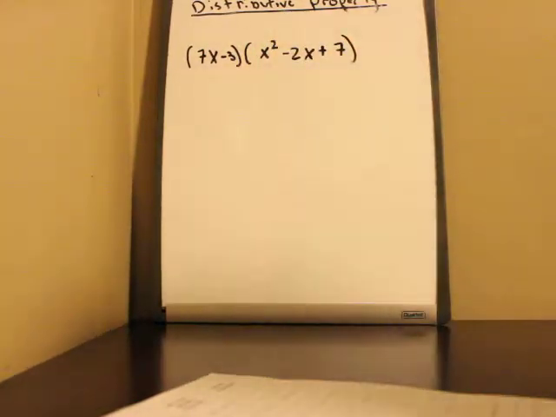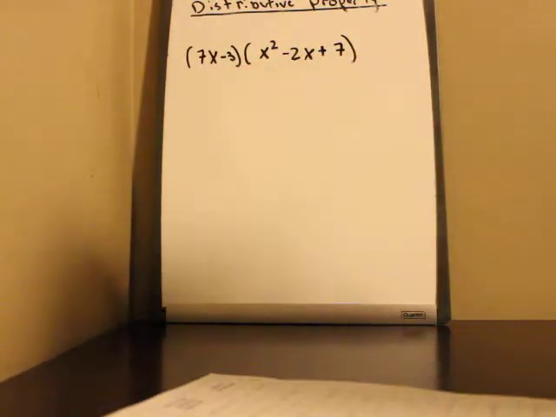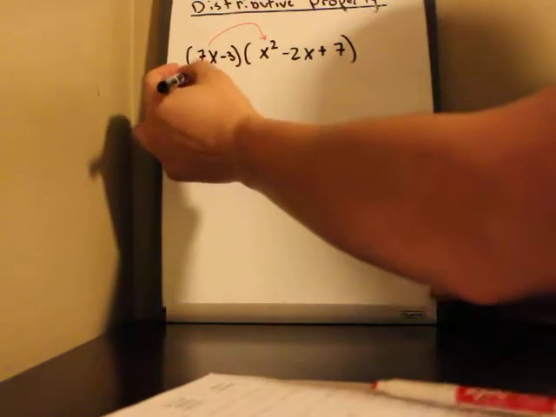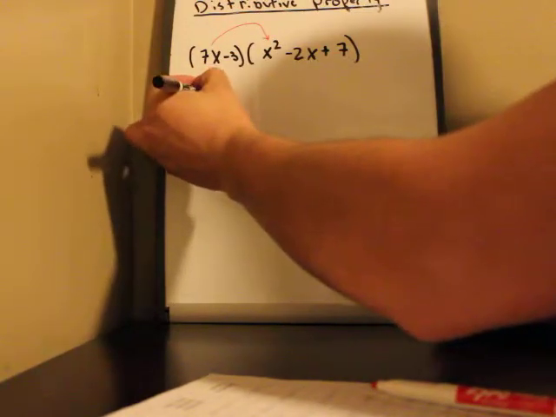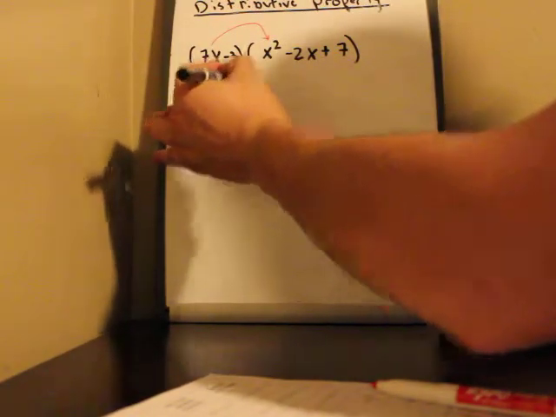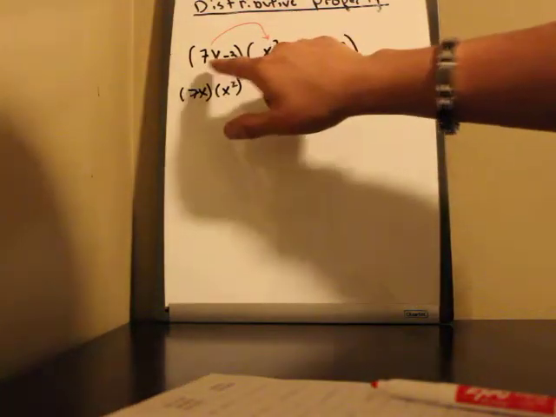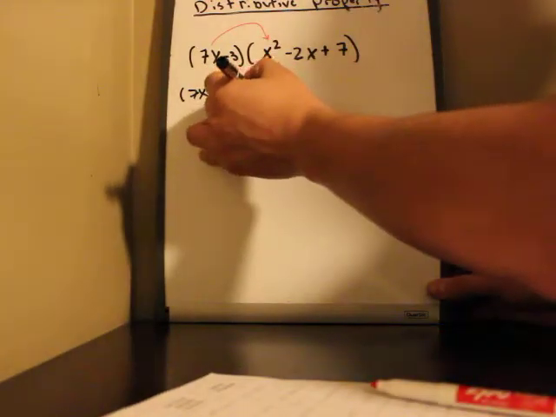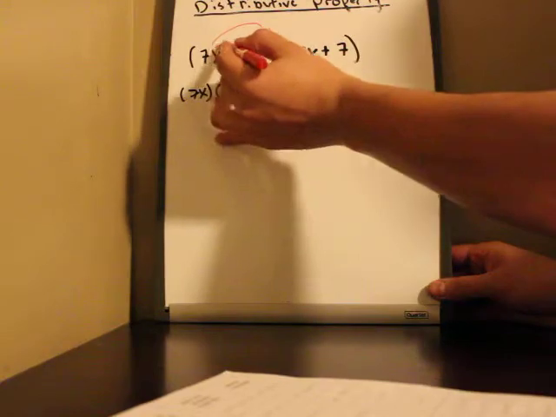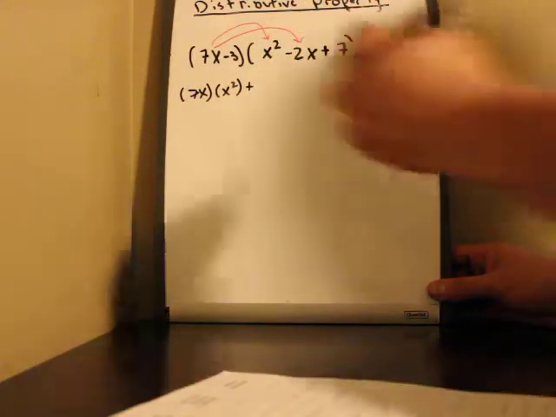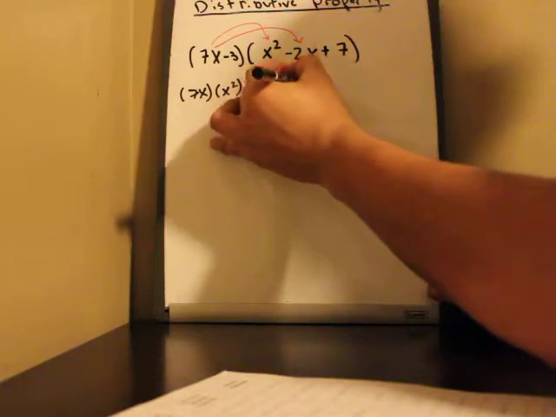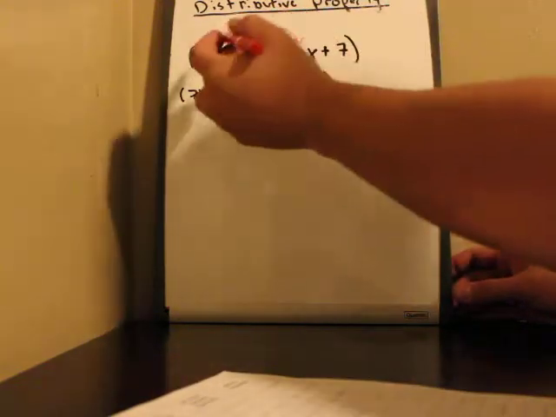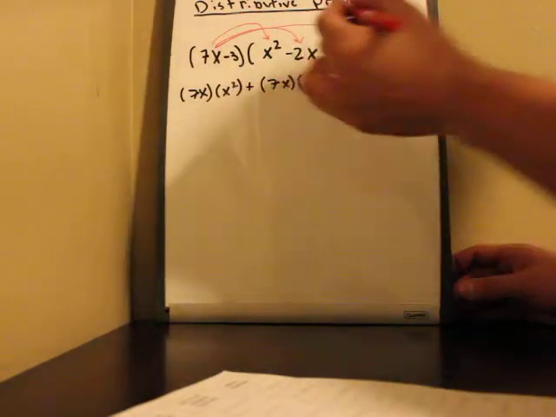Okay? So we're going to start off using the distributive property and start it off with 7x times x squared. So I'm just going to write that down. 7x times x squared. Now I'm going to get 7x times -2x. And then we're going to take 7x and finally multiply it to our third term in here.